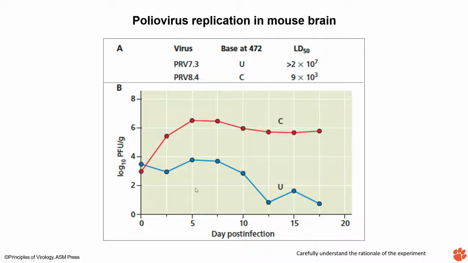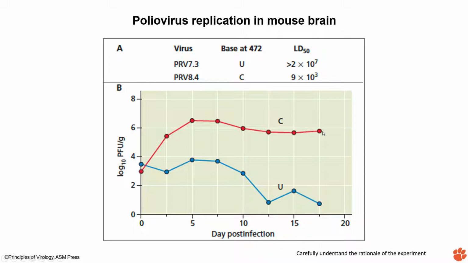Here, on the other hand, you are looking at the log 10 of the PFU against the number of days post-infection, and this is the replication rate of the virus. You can see that the virus is still replicating pretty well even after 2 weeks. But the viruses with the U mutation are drastically dropping. So there is a difference there. This one right here with the C, the LD50 value is less, but right here you're looking at that this is replicating.